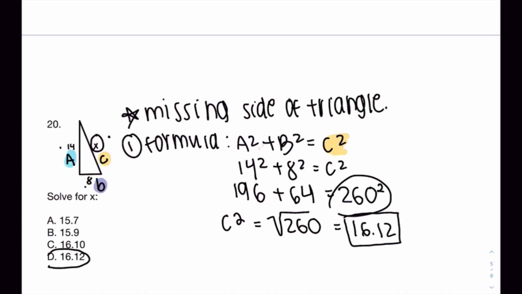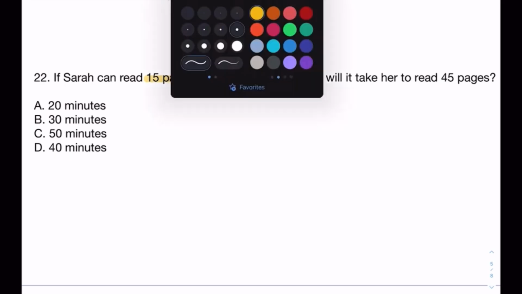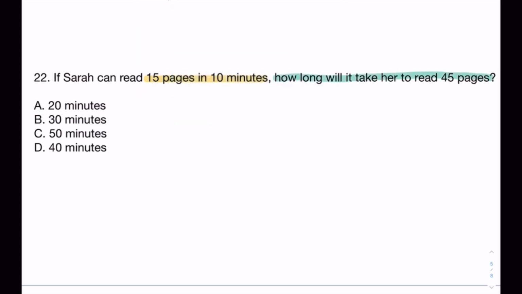And there's our answer. If Sarah can read 15 pages in 10 minutes. So that is our first bit of information. 15 pages in 10 minutes. How long will it take her to read 45 pages? So that is our question. So we need to find out how long it's going to take her to read 45 pages. We have the information of how long it's going to take her to read 15 pages, and that is 10 minutes. So let's go ahead and write that down. 10 minutes for 15 pages.